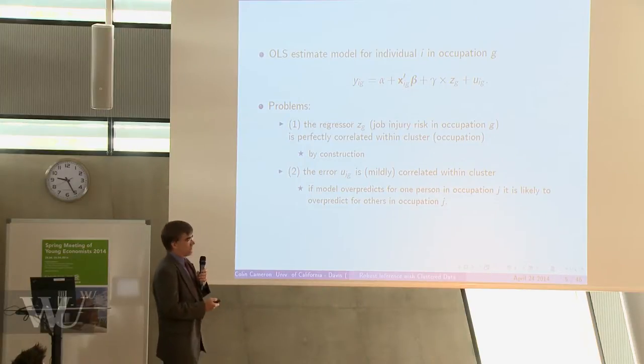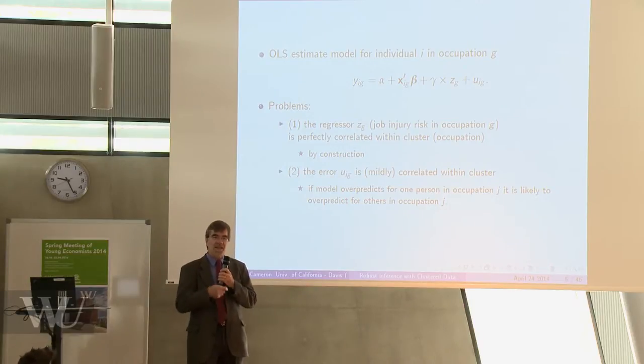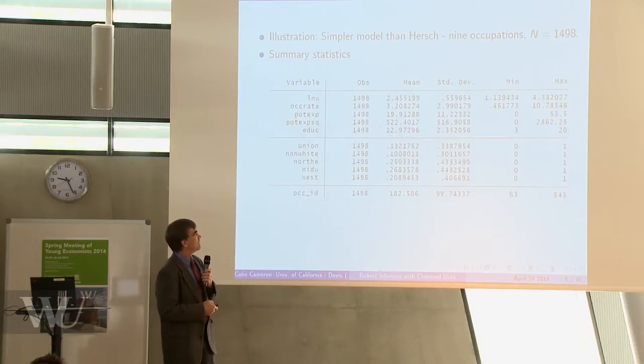So that's what I've said here. There's two. If this wasn't correlated, or if this wasn't correlated, no need for cluster robust. But if both are correlated, then we need cluster robust. And as that correlation goes up and we have more individuals in each grouping, there's more and more need to do the cluster robust.